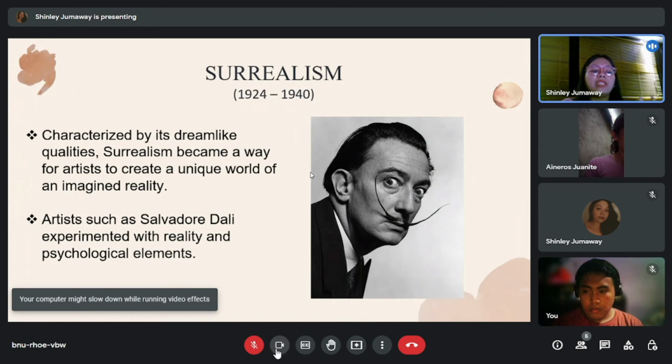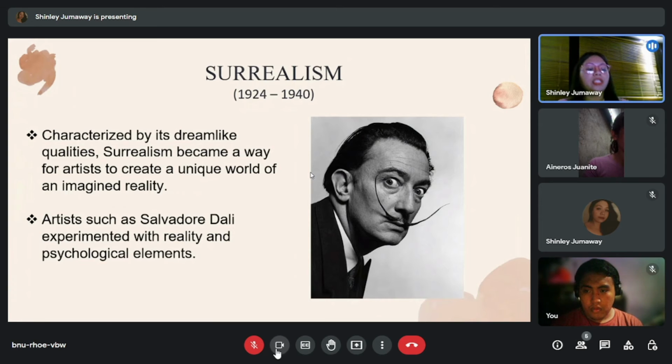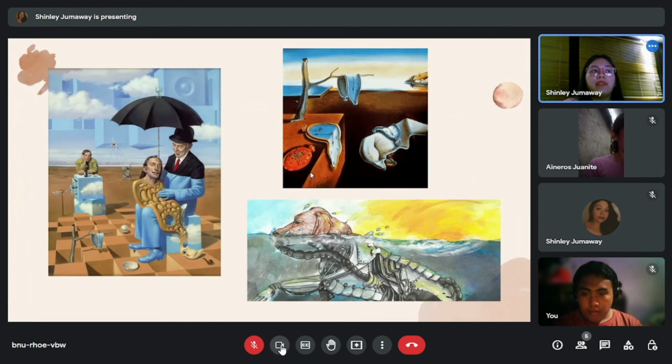It was influenced by Sigmund Freud and his theory of psychoanalysis. The artists in this movement wanted to give psychoanalytic theories a poetic expression through art. The artworks produced in this era were inspired by dreams and fantasies. So these are examples of that.